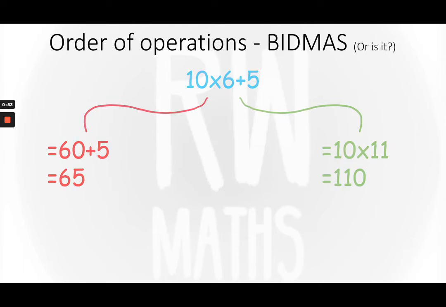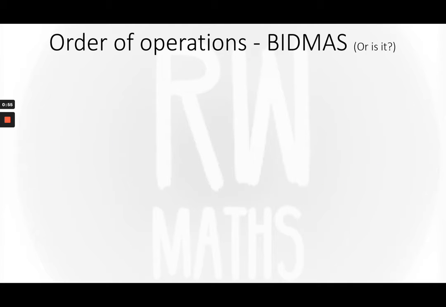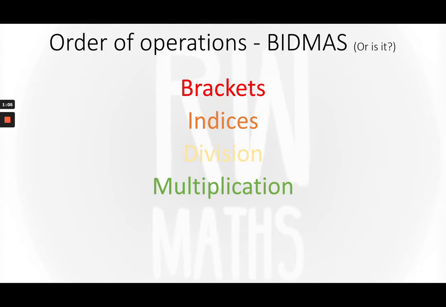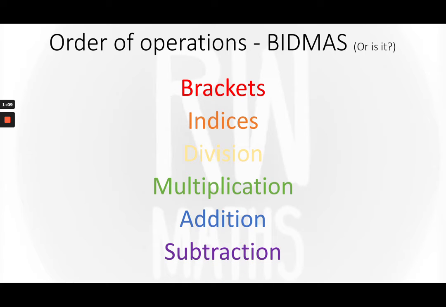So a lot of you would have seen this before, BIDMAS. B is for brackets, so you start by looking at what's inside the brackets. Then indices, so that's powers. Then we have your division, multiplication, addition, and subtraction. However, this still throws up some other problems.